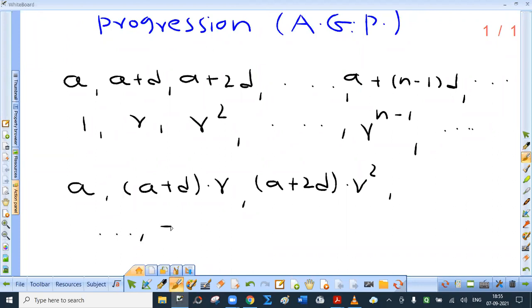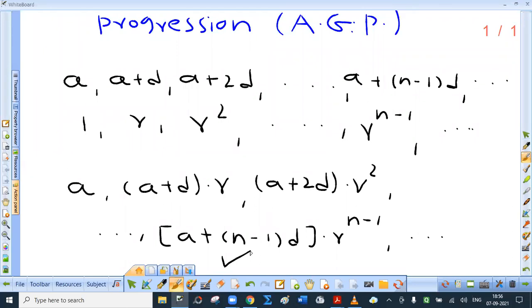And what will be the nth term? It is A plus n minus 1 into D, bracket complete. You have to be very careful. After completing the bracket, you have to say R raised to n minus 1 and so on. Now this sequence is called the arithmetico-geometric sequence, and this is nothing but the nth term of this particular sequence, AGP. Now small d is the common difference and small r is the common ratio of this sequence.